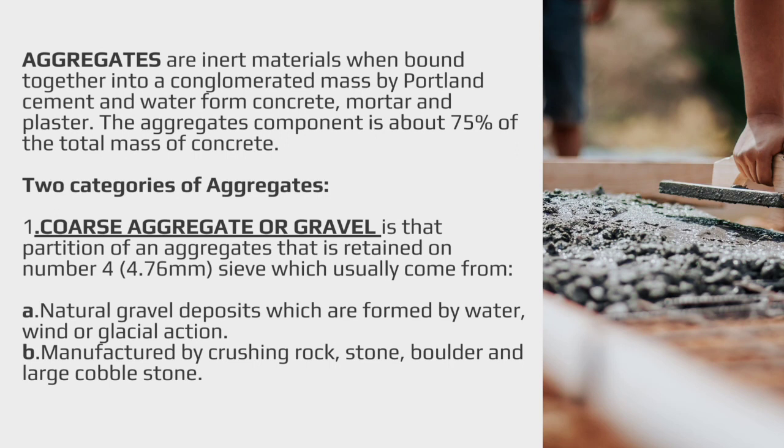Aggregates are inert materials. When bound together into a conglomerated mass by Portland cement and water, they form concrete, mortar, and plaster. The aggregates component is about 75% of the total mass of concrete. Two categories of aggregates. 1. Coarse aggregate or gravel is that portion of an aggregate that is retained on the number 4 sieve, which usually comes from a. Natural gravel deposits which are formed by water, wind, or glacial action. b. Manufactured by crushing rock, stone, boulder, and large cobblestone.